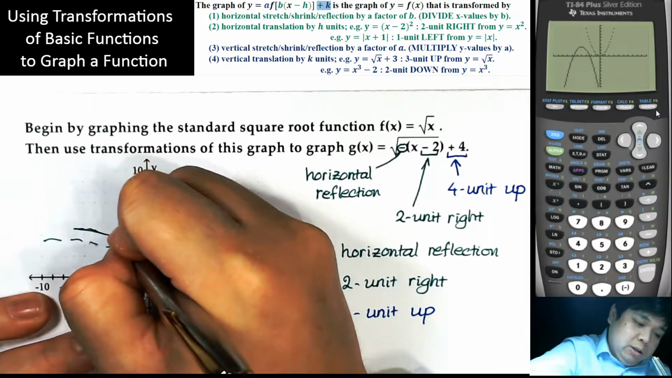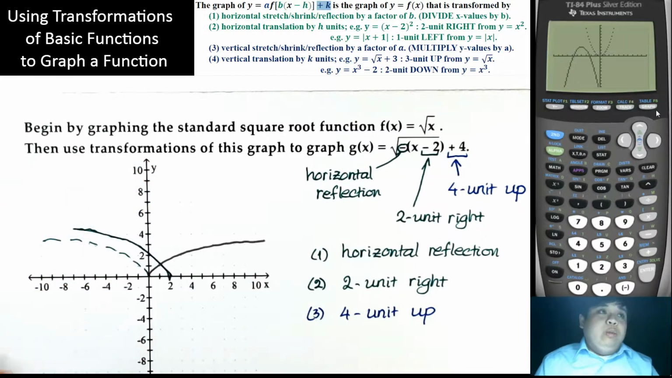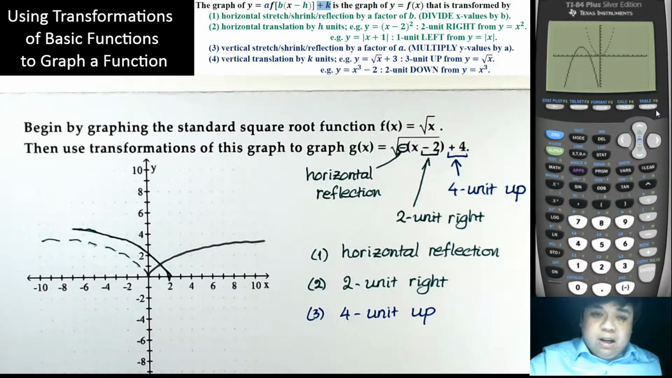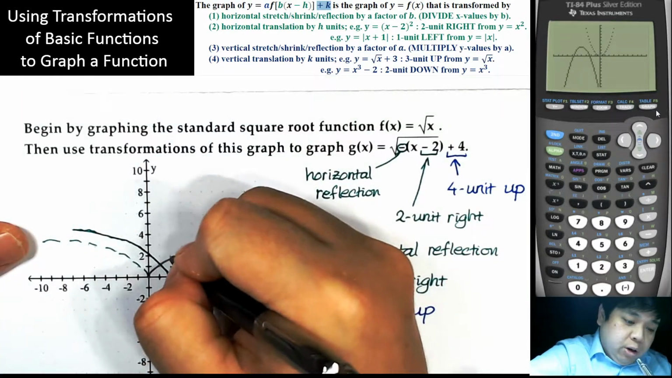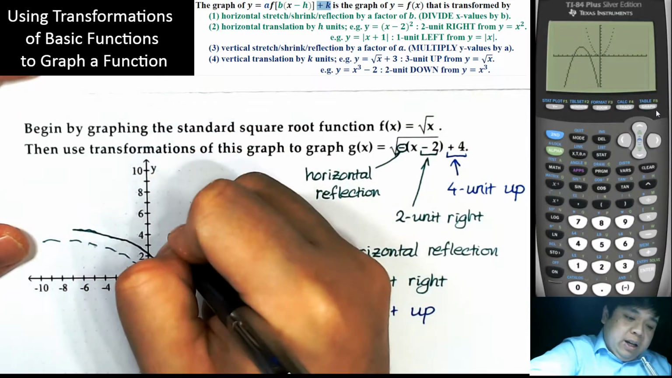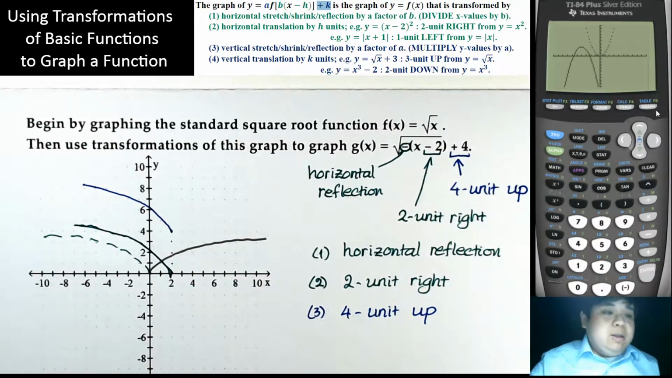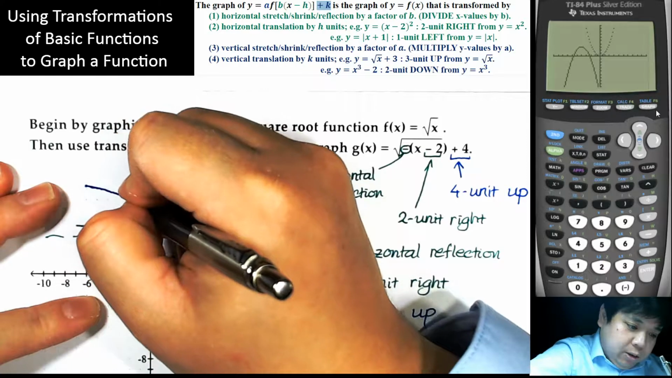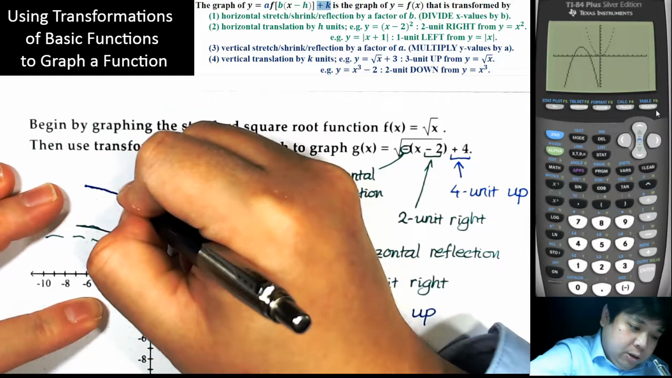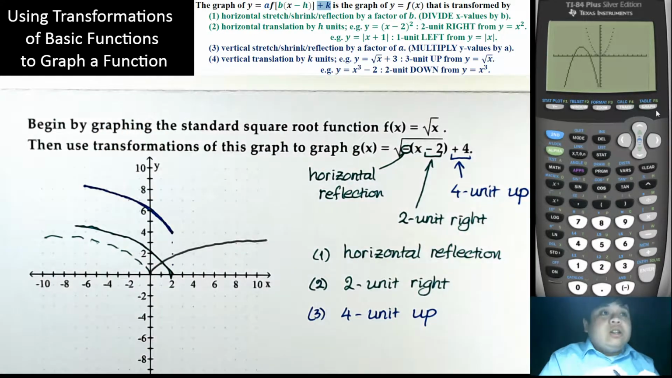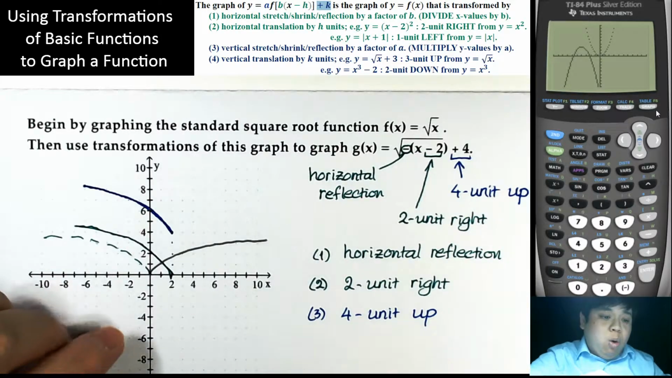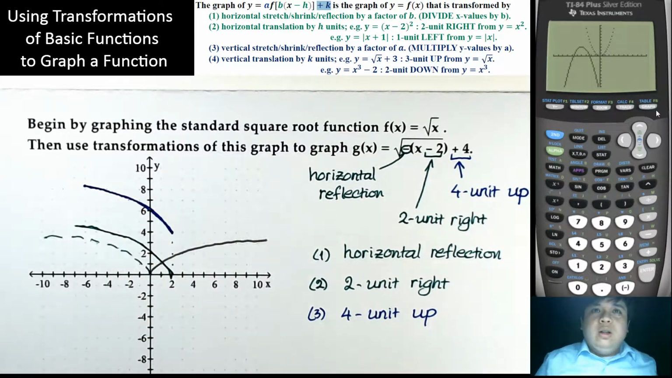So it will be like that. And then 4 units up. Just move everything up 4 units. 1, 2, 3, 4, and it will be like that. It's just a sketch. The transformation is more important than trying to get all the points accurately. Right. And now let's confirm that with the calculator.